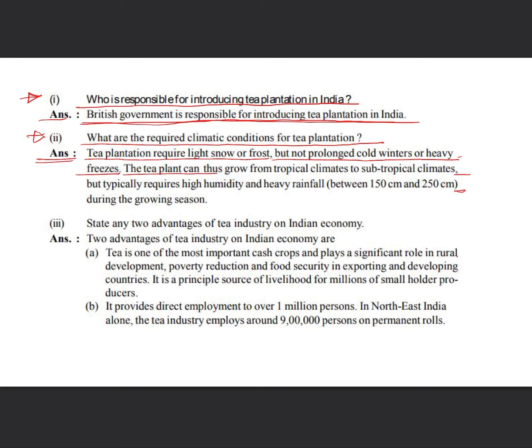The tea plant can thus grow from tropical climates to subtropical climates, but typically requires high humidity and heavy rainfall between 150 centimeter and 250 centimeter during the growing season.